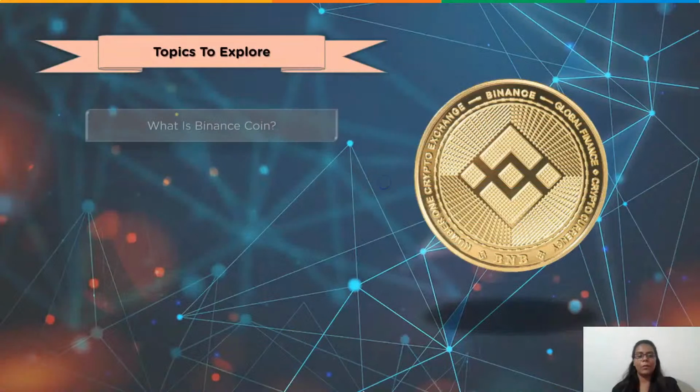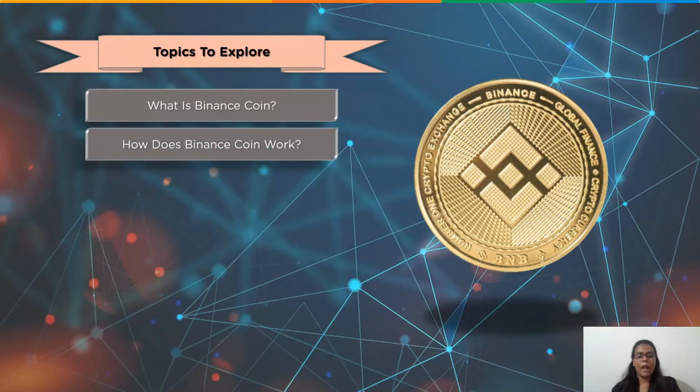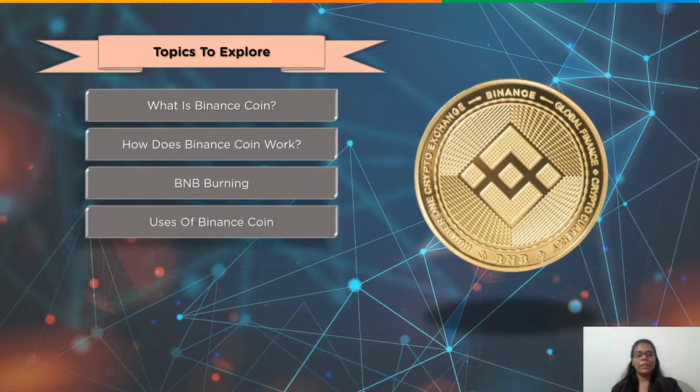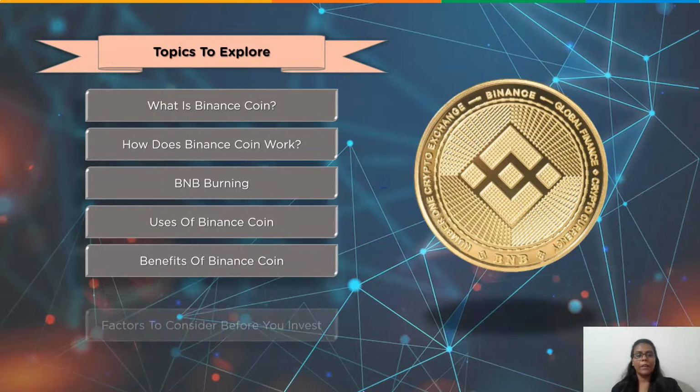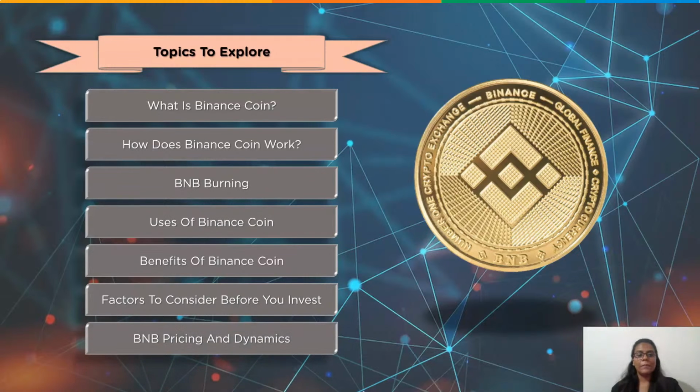First, we will explore what is Binance Coin. Following that, we will understand how it works. Then we will dive down deeper and explore a very interesting concept followed by Binance, which is BNB burning. Then we will look at the uses of the Binance coin, followed by its benefits. After that, we will come across some important factors to consider before investing in the Binance coin. And at the end, we will see the pricing dynamics of the Binance coin.